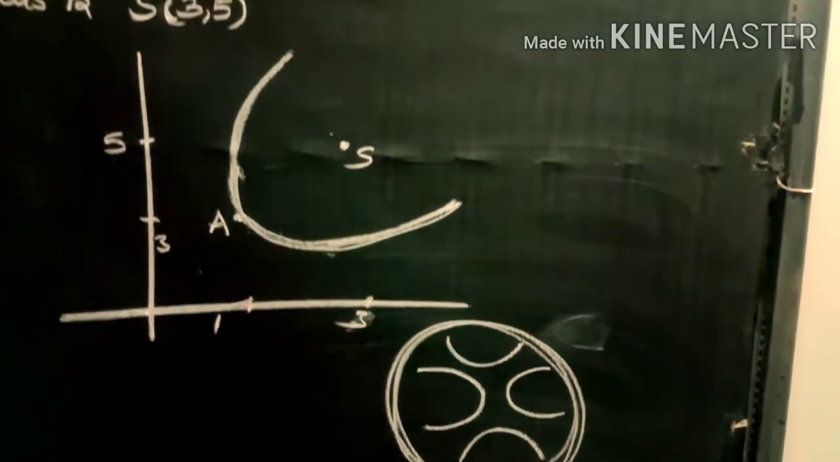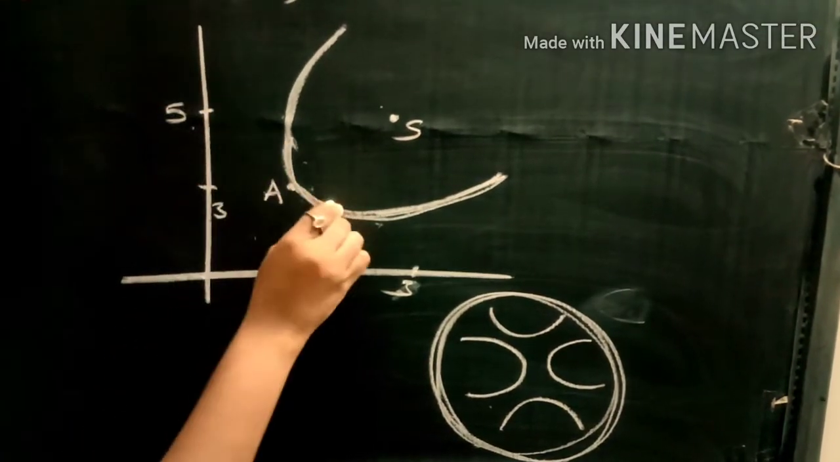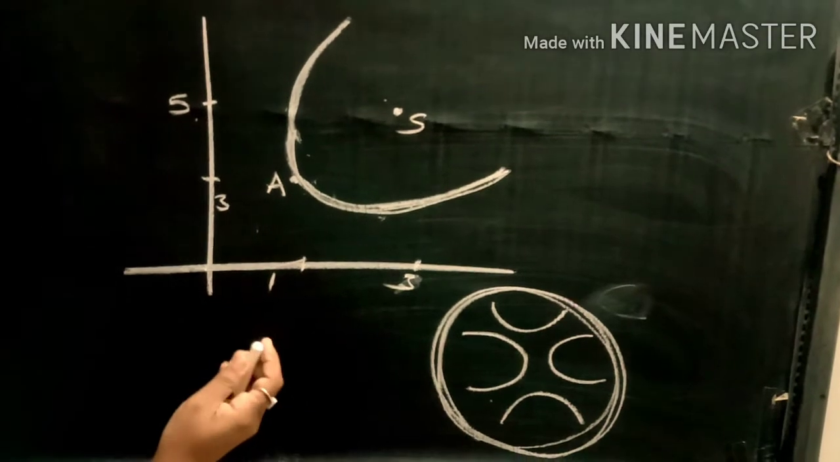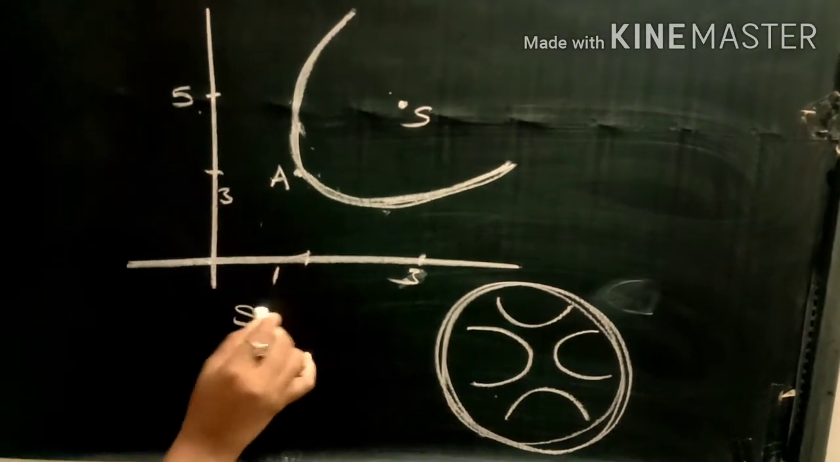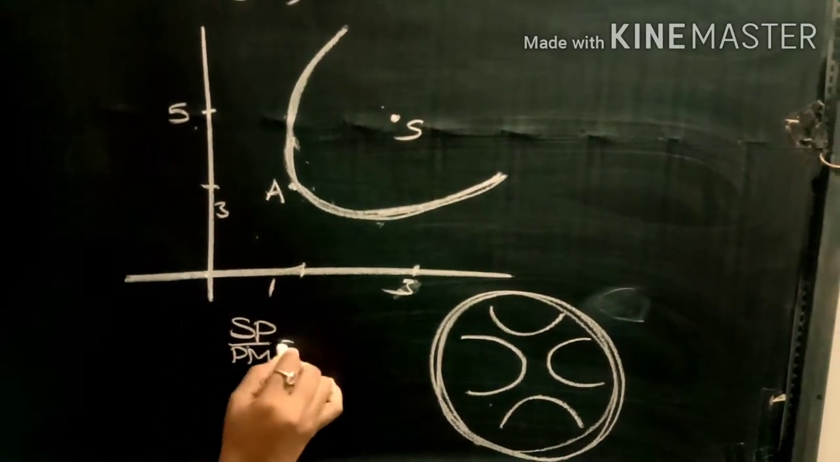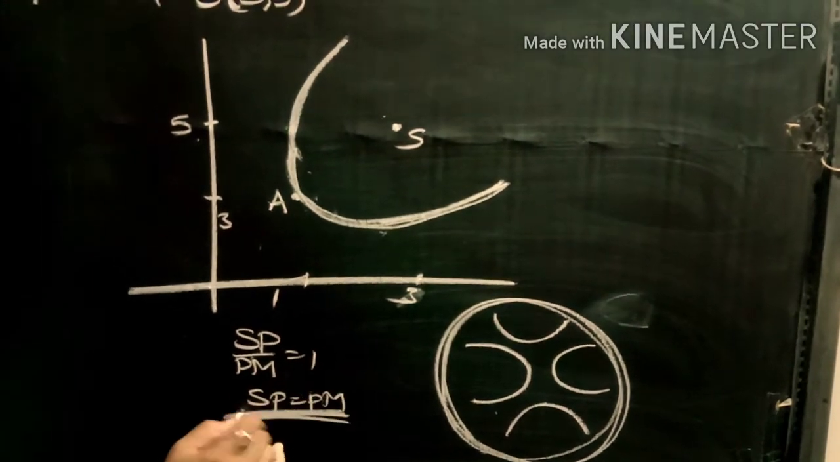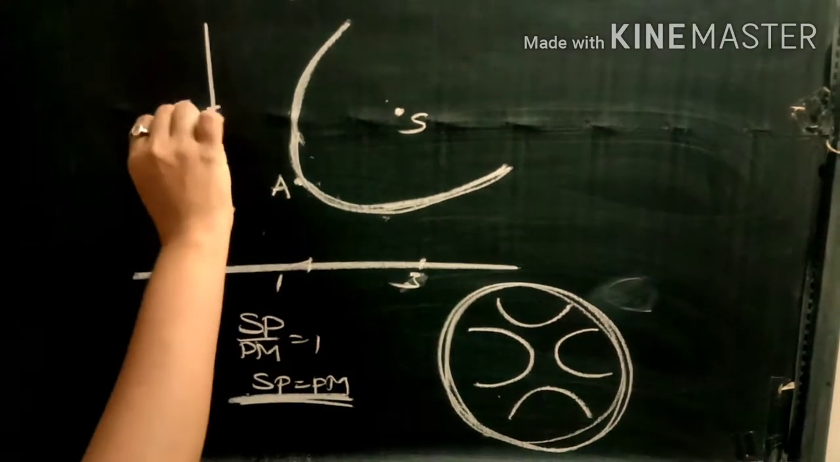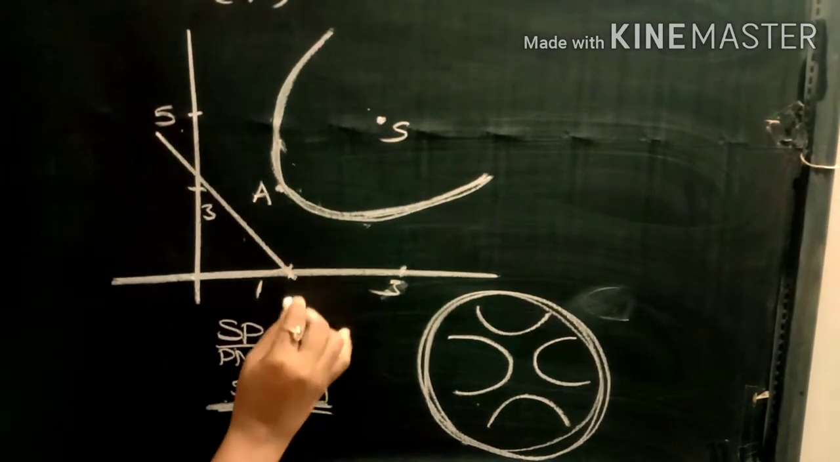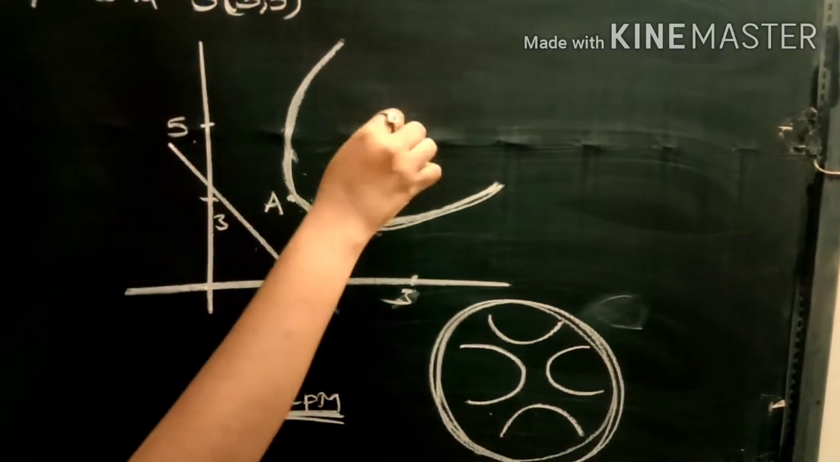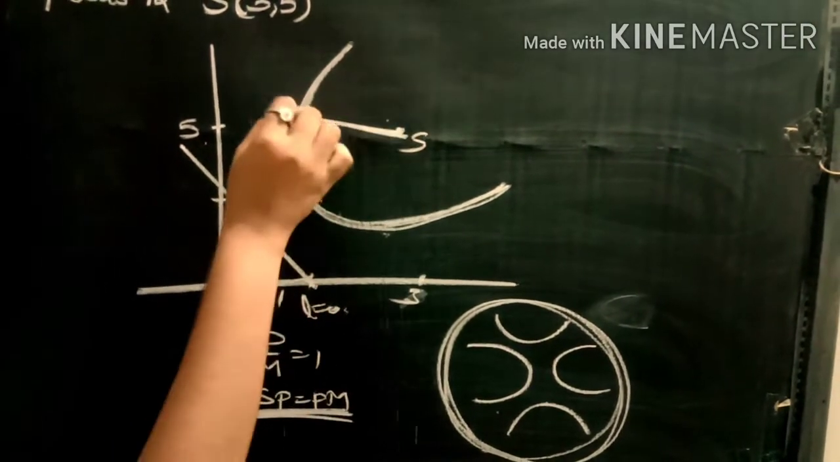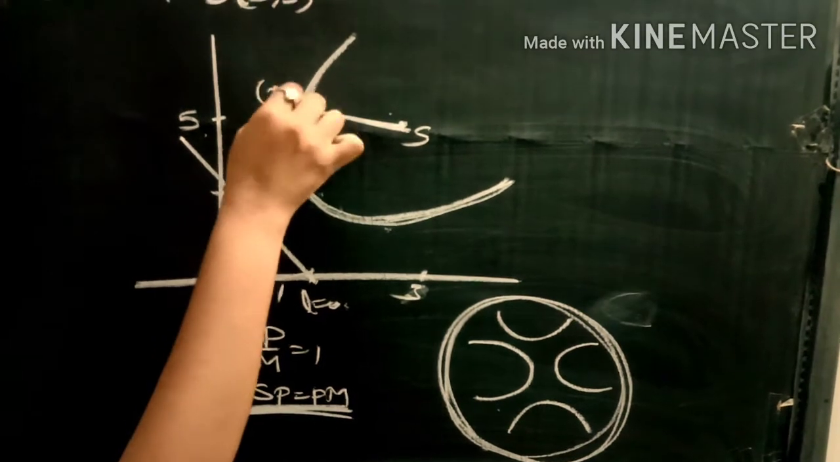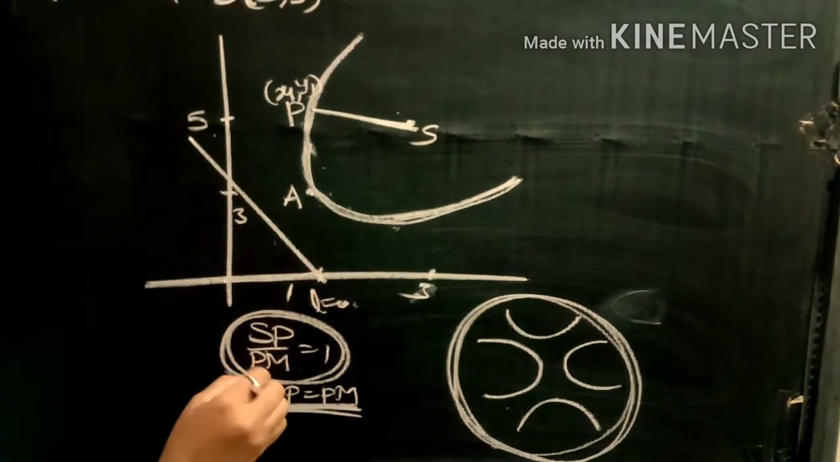So in this case, we find the equation of the parabola by applying the definition of the parabola. What is the definition of the parabola? SP by PM is equal to 1, that is SP is equal to PM. To apply the definition, we want the equation of the directrix, the focus, and a point on the parabola. If we have these three, then only we can apply the definition.